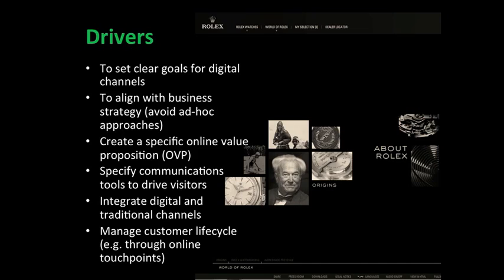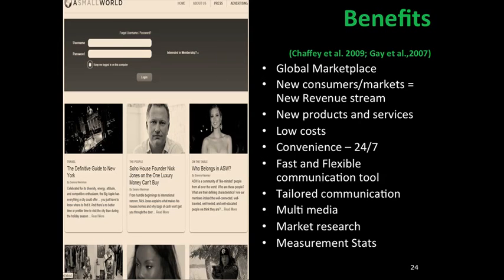So how can you replicate the visit to the store, the experience, online? How can you go around doing that? It's a difficult one. The benefits: it's very much a global marketplace. New customers, stroke markets, equal new revenue streams.